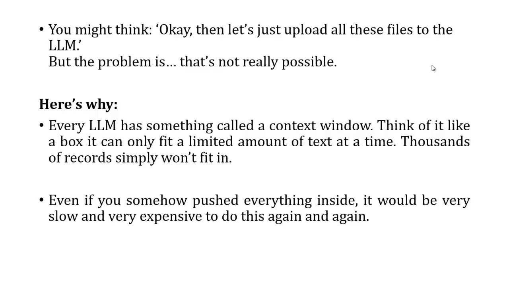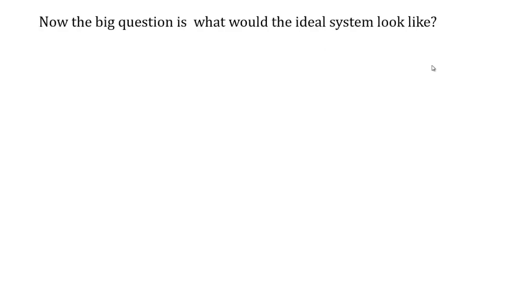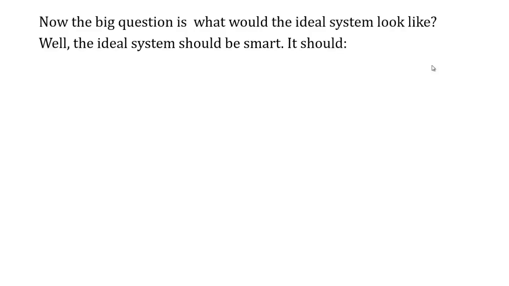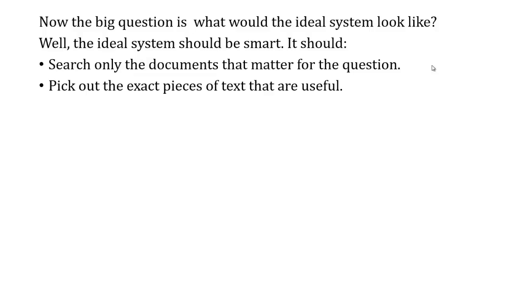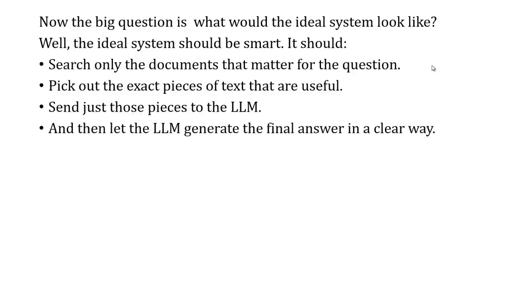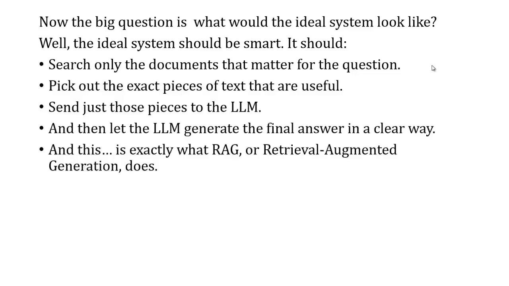Even if you somehow pushed everything inside, it would be very slow and very expensive to do this again and again, right? So now the big question is, what would the ideal system look like? The ideal system should be smart. It should search only the documents that matter for the question. From the large amount of documents, it picks out the exact pieces of text that are useful. It sends just those pieces to the LLM and then lets the LLM generate the final answer in a clear way. And this is exactly what RAG, or Retrieval Augmented Generation, does.